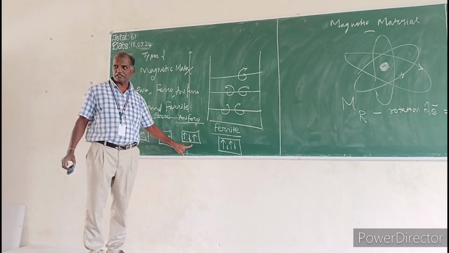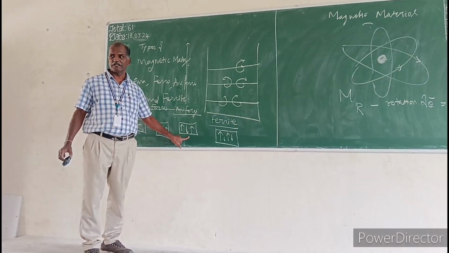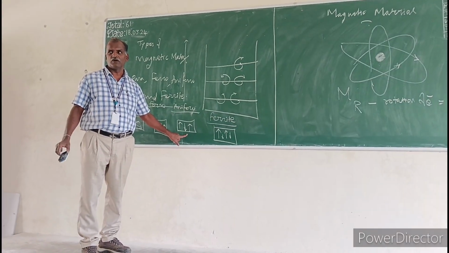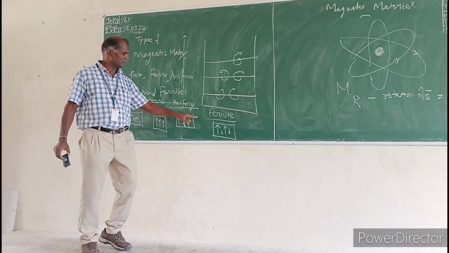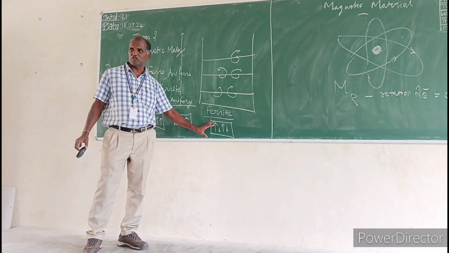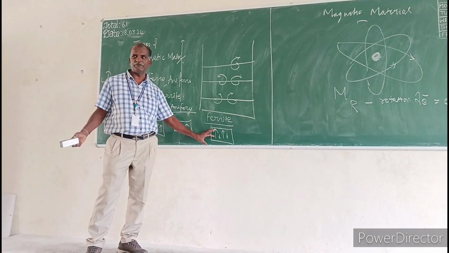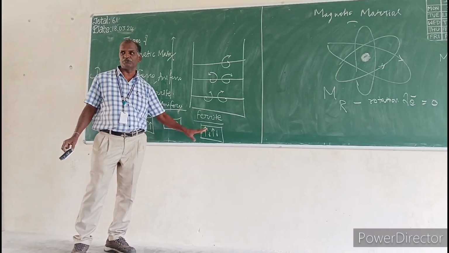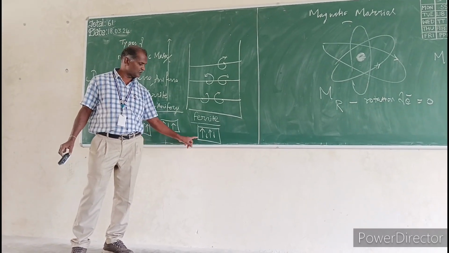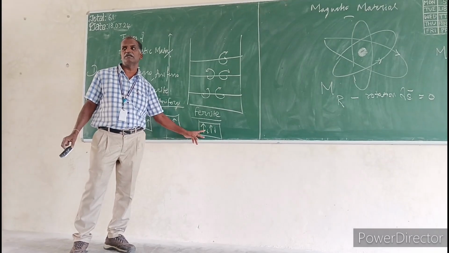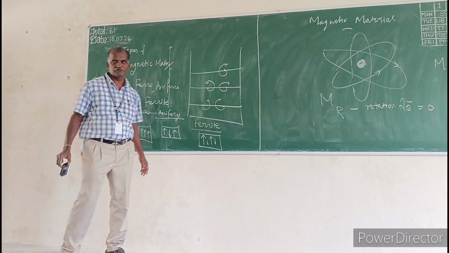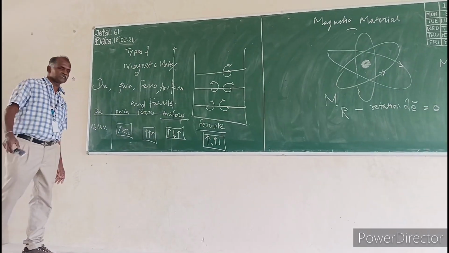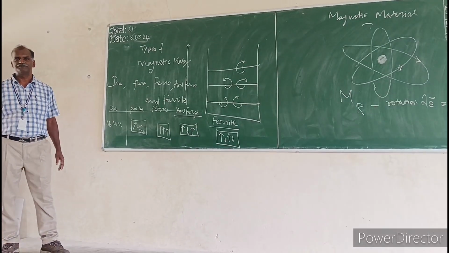Antiferromagnetic: moments are aligned or arranged equal and opposite. The last case, ferrite: here also the magnetic moments are arranged opposite to each other, but their magnitudes are not equal. Okay? So we pass to the next one.